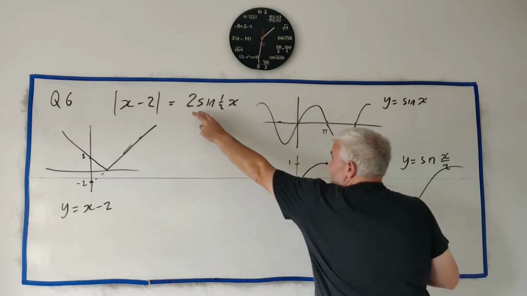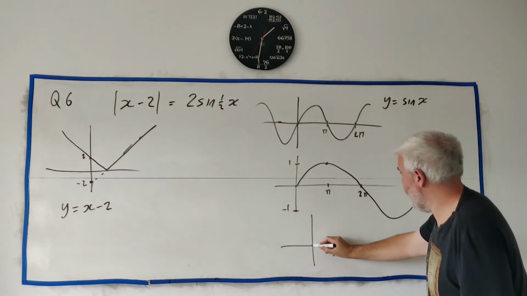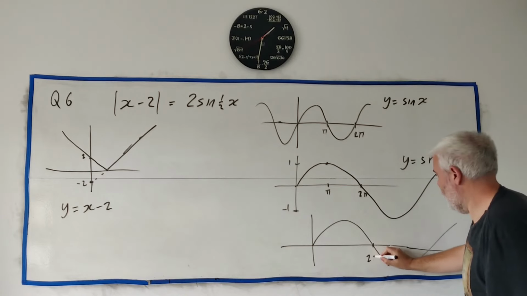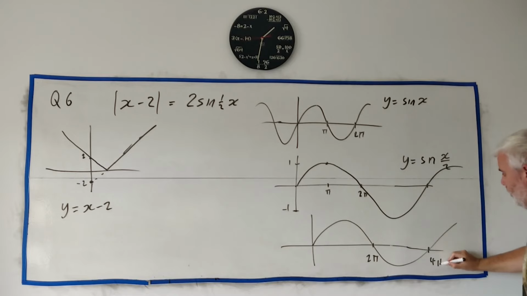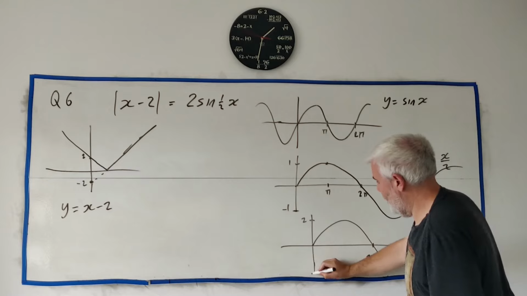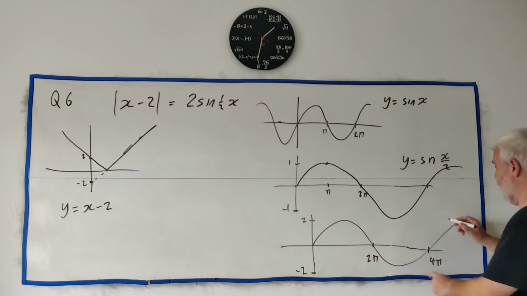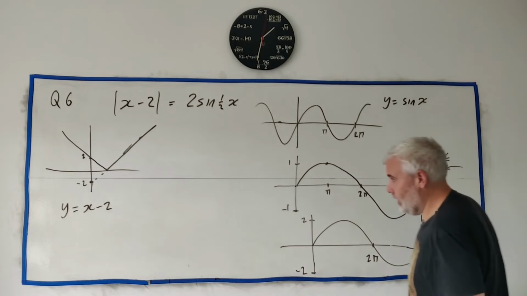The final thing to change is the easy one. I'll draw one more down here. You get the same shape as this, going, that's 2 pi, I guess this bit here is 4 pi. But the height in this case is 2 and minus 2. That's what this final y is equal to 2 sine a half x looks like.